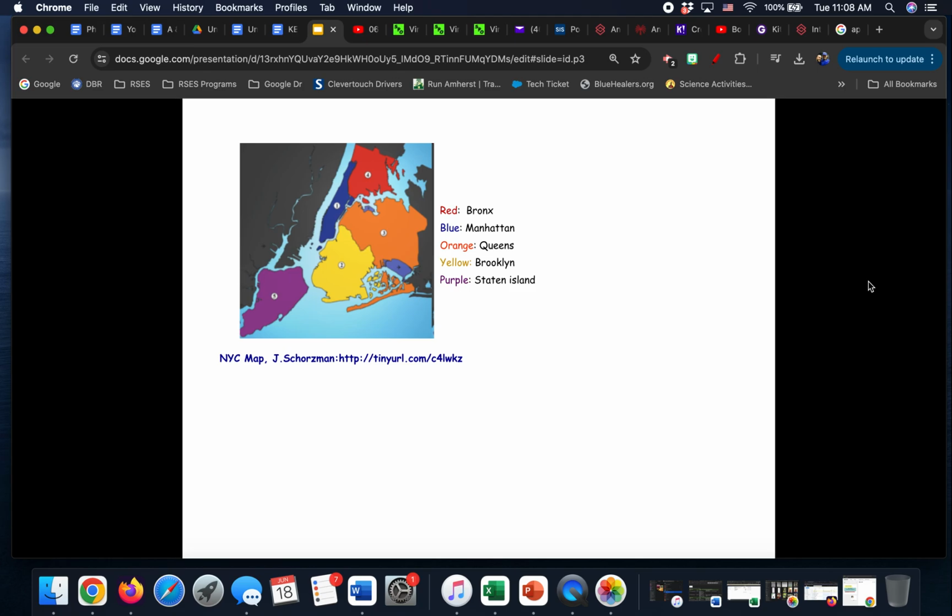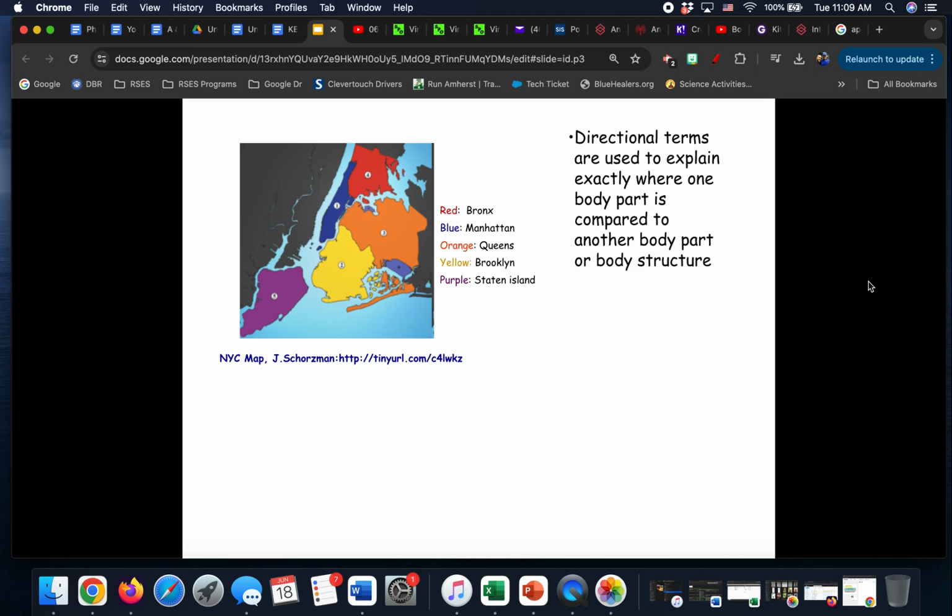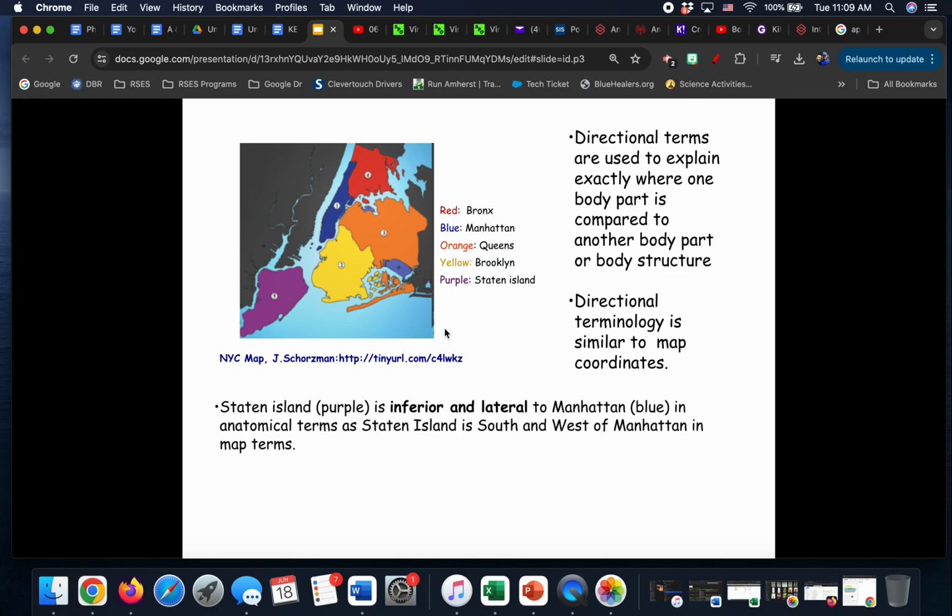Alright, so we're going to start off with not the human body. Here's a map of the boroughs in New York City. You can see the label, the red's the Bronx, blue Manhattan, and so forth. And directional terms on the human body are comparing one part of the body to another, just like in this map. So if I were looking at, let's say, Staten Island, the purple thing down here.